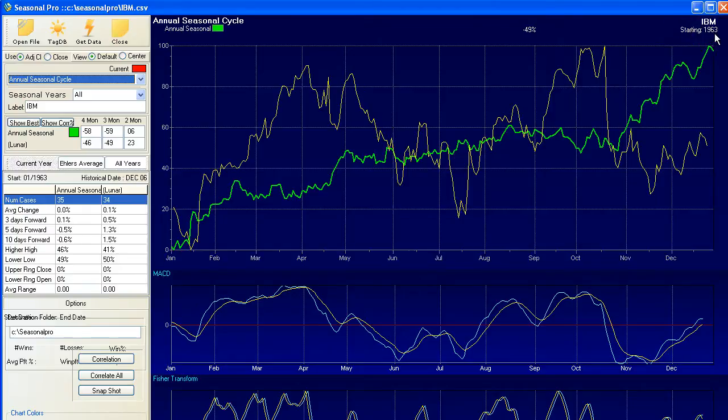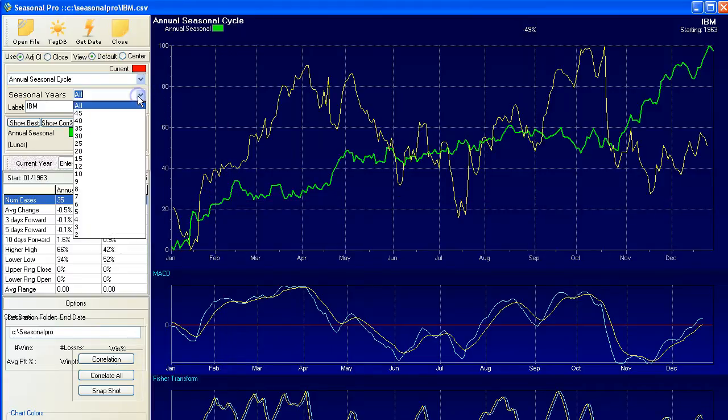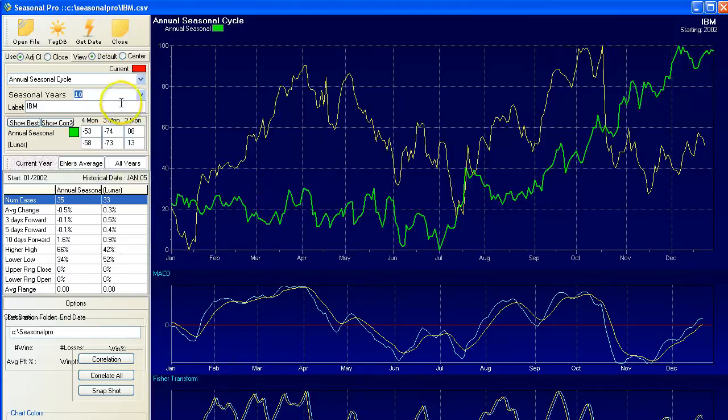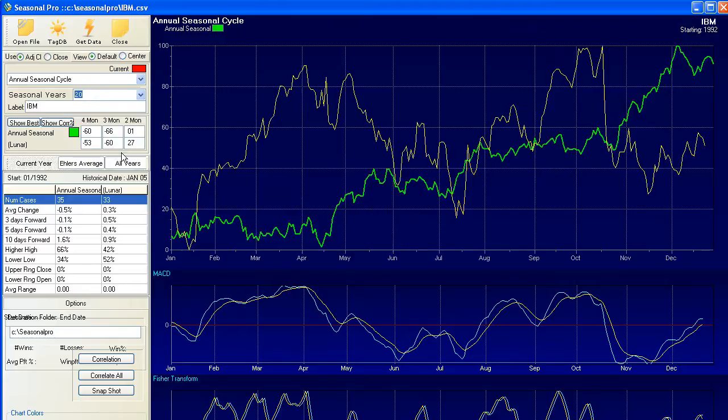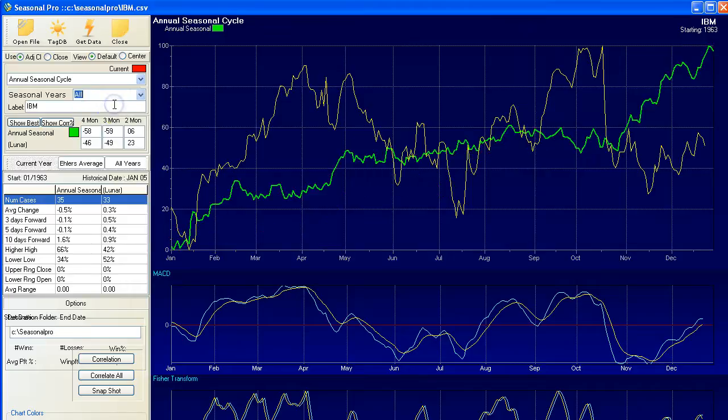So the full year 1963 all the way till 2011 have been used to create the seasonal, and that's what this green line is. If you want to change the number of years that creates the seasonal, you just have a drop down menu. Now you have the last 10 years to create the seasonal. Now you have 20 years to create the seasonal. It's wonderful. Now here's where this thing is really useful. Let's go all the way back to all data.